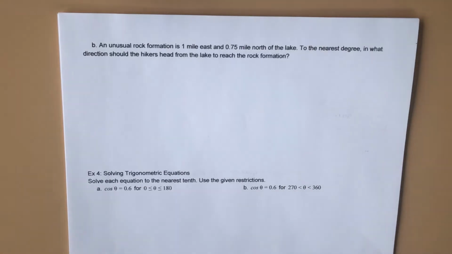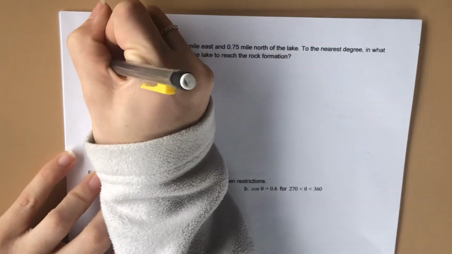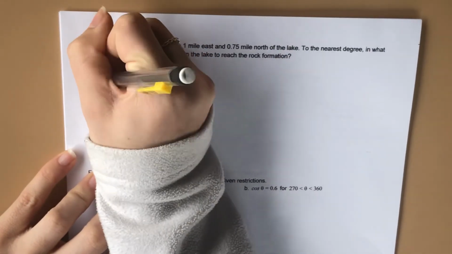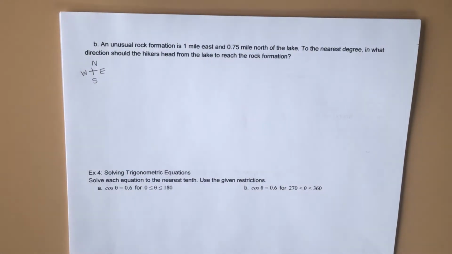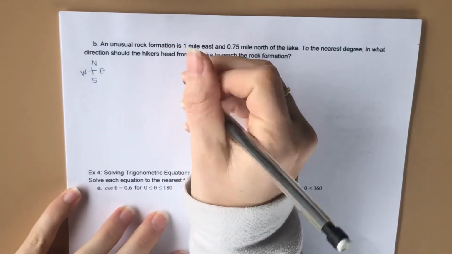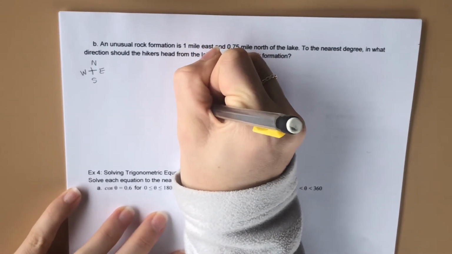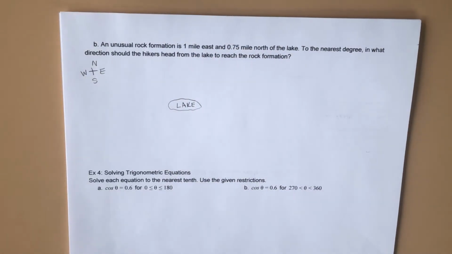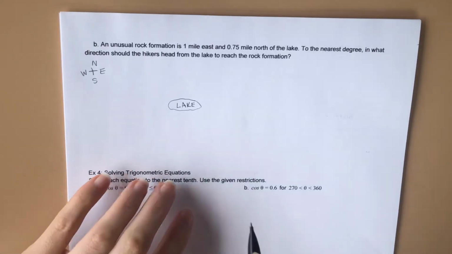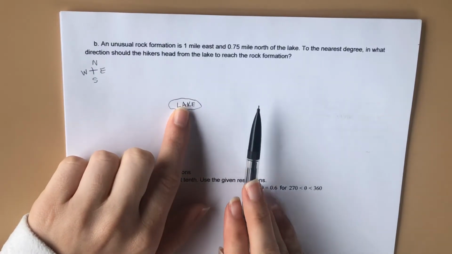Okay, so for B, we have an unusual rock formation is 1 mile east and 0.7 miles north of the lake. To the nearest degree, in what direction should the hikers head from the lake to reach the rock formation? So I have north, east, south, and west. Okay, so we're starting at the lake. So there's my little lake. The rock is 1 mile east. So if this is my lake, the rock is 1 mile east.